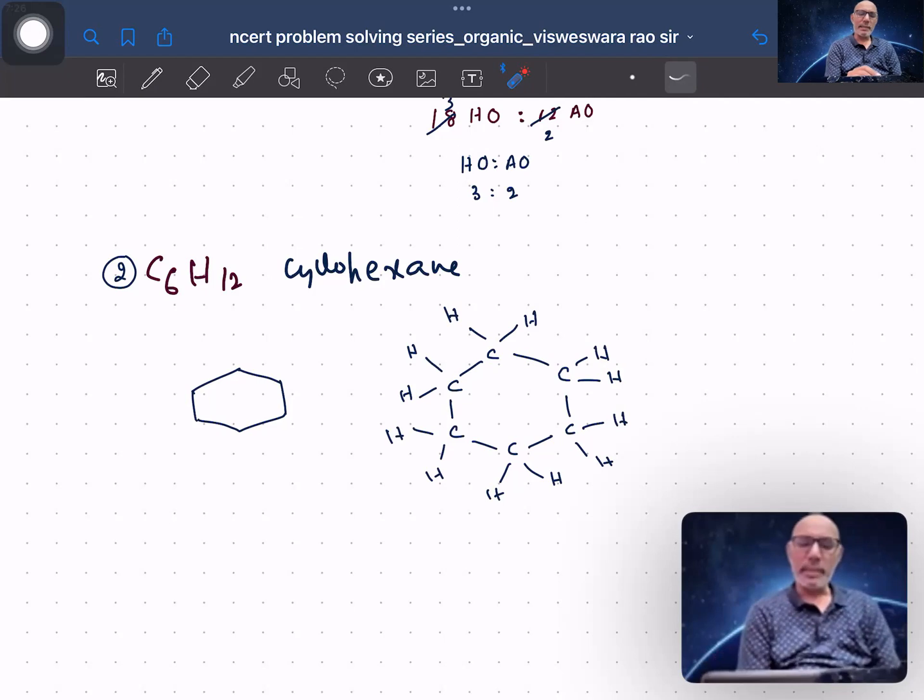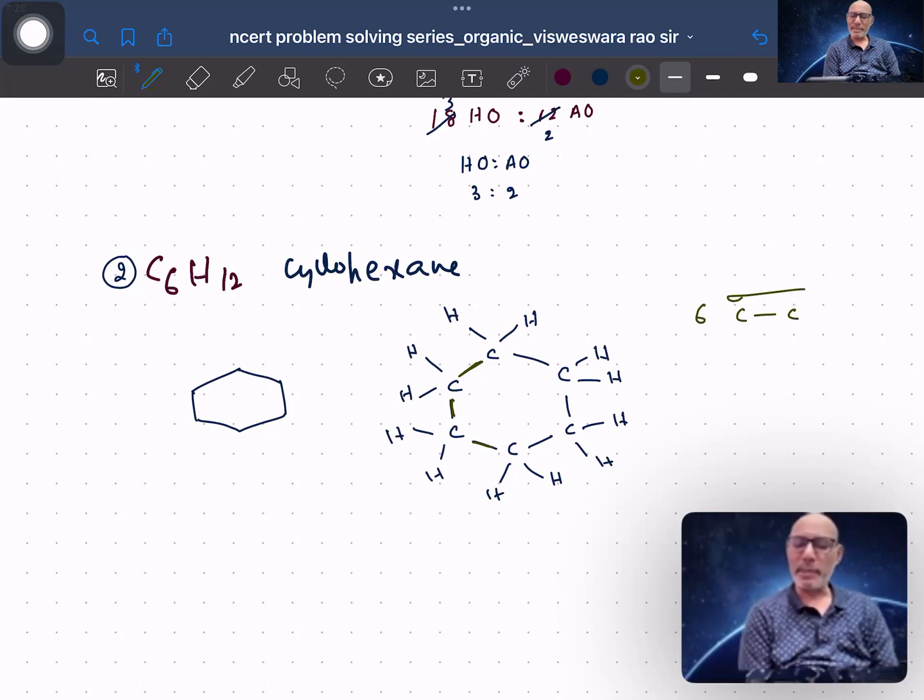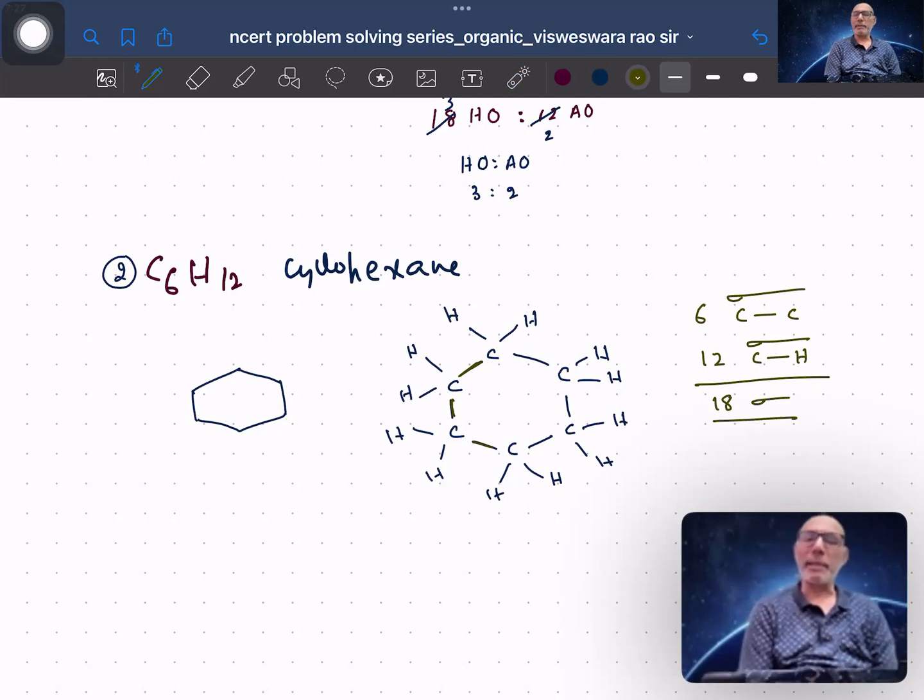Now you can easily count this. 6 CC sigma bonds are there. And each carbon has CH sigma bonds, that means each carbon has 2 CH sigma bonds. That is nothing but 6 into 2, 12 CH sigma bonds. No pi bond. The total number of sigma bonds is 18.